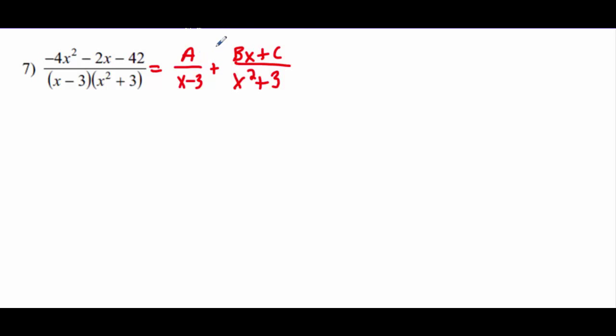We're going to get a common denominator, so the first one needs x squared plus 3, the second one needs x minus 3, and we are going to have to FOIL, or we might want to FOIL this, so that does both of those do need parentheses.